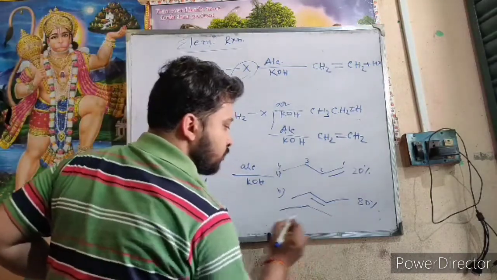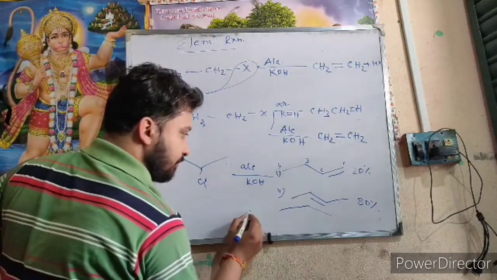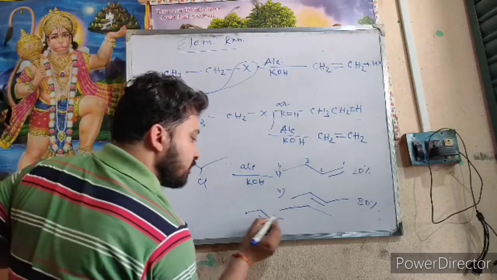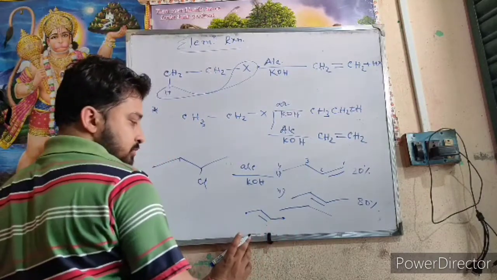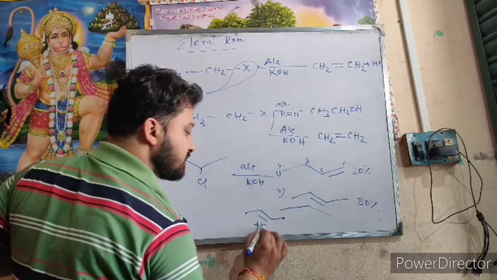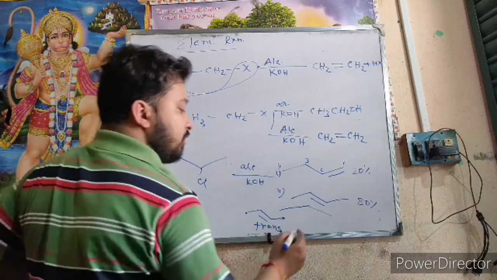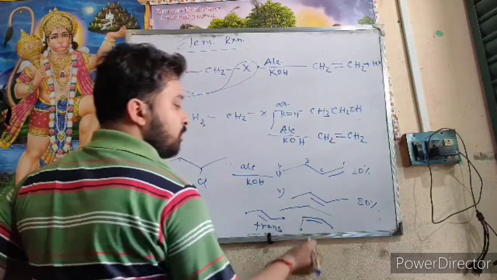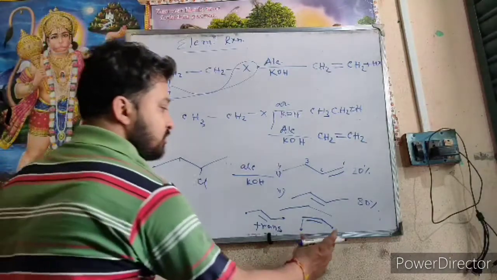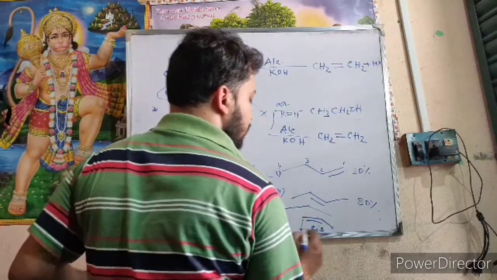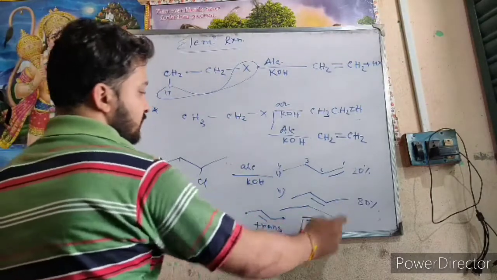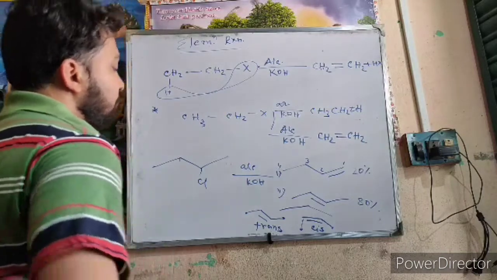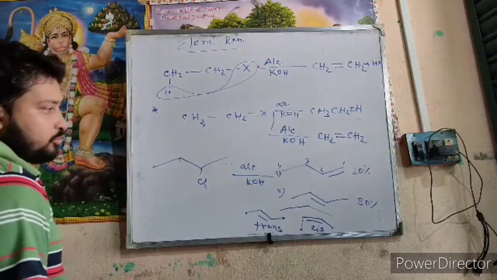We can write this product in two ways. In this way, the bulky groups are anti in position, so this is the trans product, trans-2-butene. Or you write it the other way, with the bulky groups on the same side, so this is the cis product. So you can write these isomers also for this Z product. This is the elimination reaction.